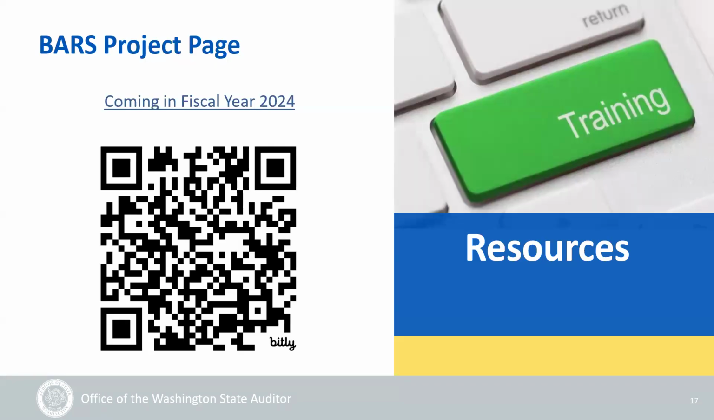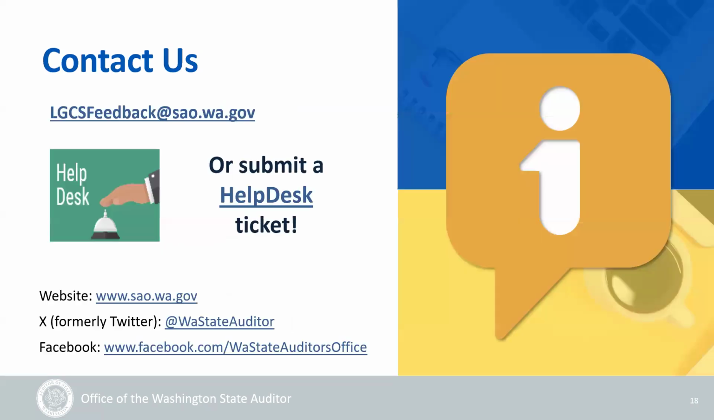We have multiple new changes coming in 2024, including accounting changes in error corrections, along with compensated absences. We do have detailed trainings on these changes on our coming in fiscal year 2024 project page, which can be accessed by scanning the QR code on your screen. We do recommend that governments review these trainings since this is the year of implementation for these accounting standards.